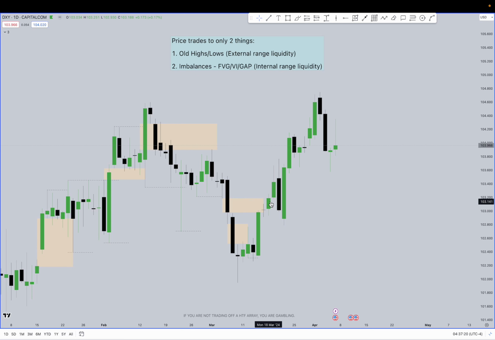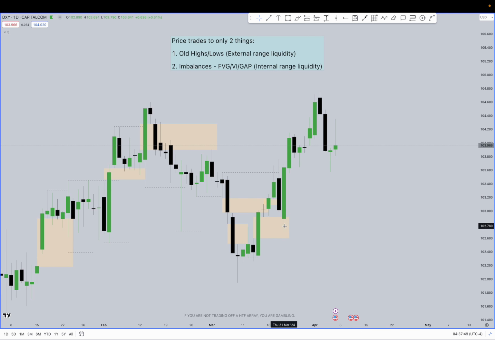And as you see, we don't hold these fair value gaps. So this means a change in the state of delivery. So now we're going back to bullish price action again. So where is external range liquidity we take out? It's right here. And what happens after external range liquidity? We're going back to internal range liquidity. We have a fair value gap resting here. Also have a fair value gap resting here. So external back to internal.